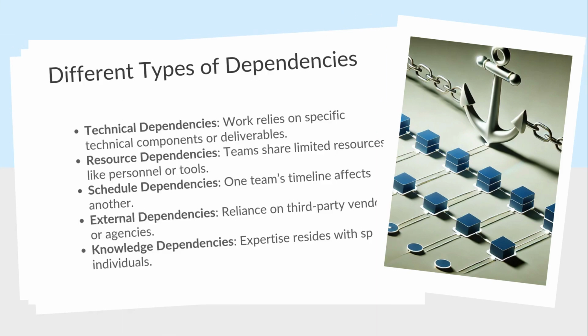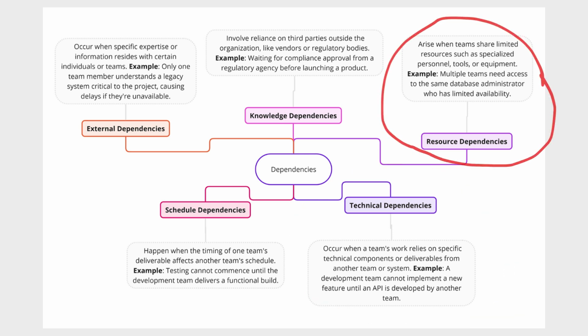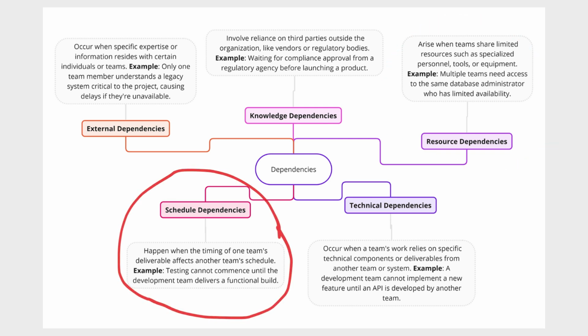Let's break them down. Technical dependencies. When your work relies on specific technical components or deliverables from another team. Think of it like needing a special engine part before you can get your ship moving. Resource dependencies. These pop up when teams share limited resources, like that one genius database administrator who's always in high demand. Schedule dependencies. When the timing of one team's deliverable affects another's schedule. Imagine waiting for the sails to be ready before you can hoist them.